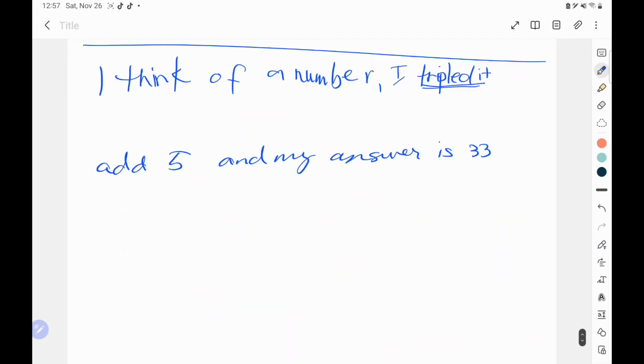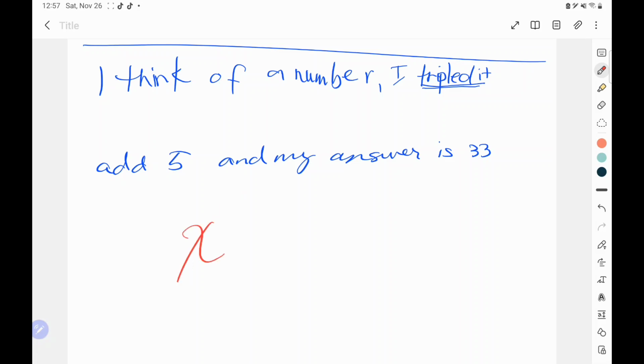All right, let's try this simple problem here. For example, I think of a number. When you say I think of a number, that means you're thinking of an unknown number, a number that is not known yet. That means you have to represent this number as a variable. Let's say I think of an x.